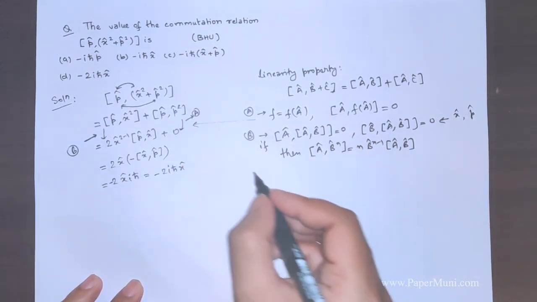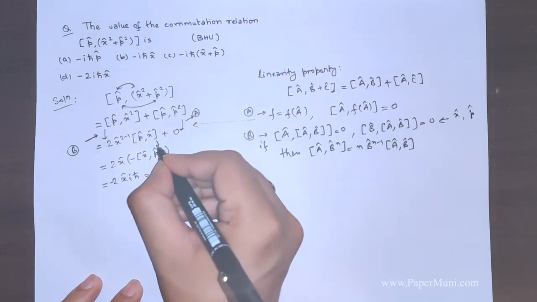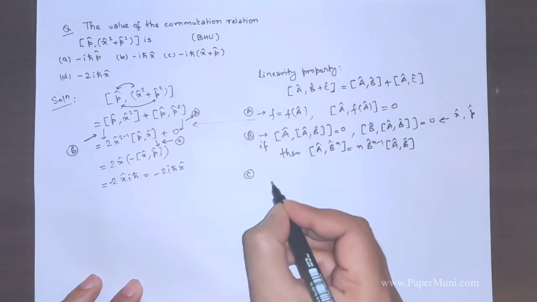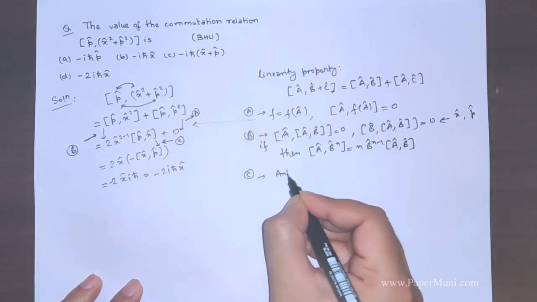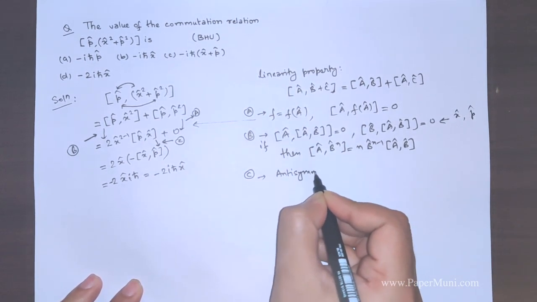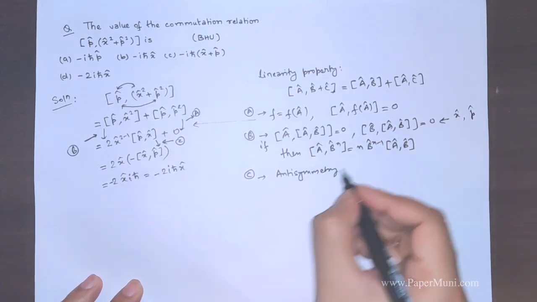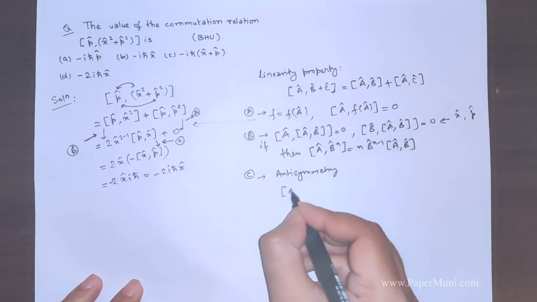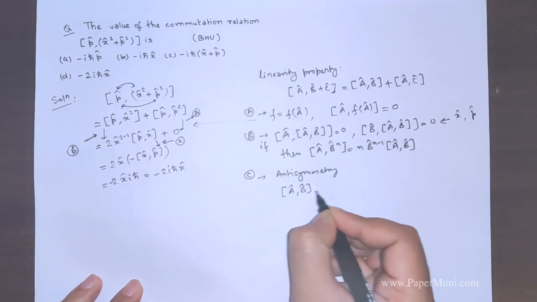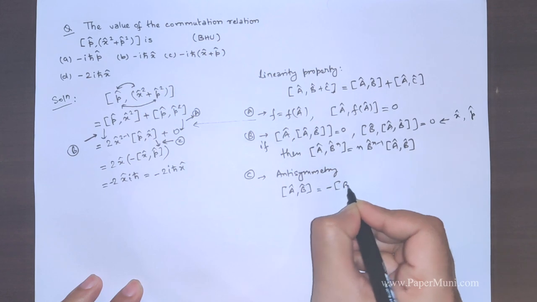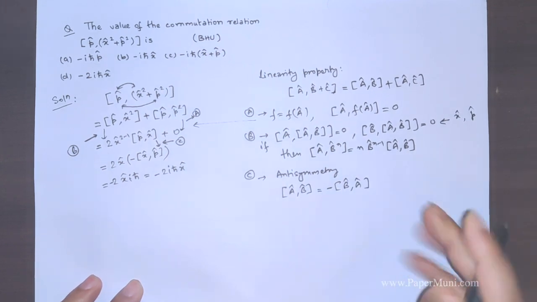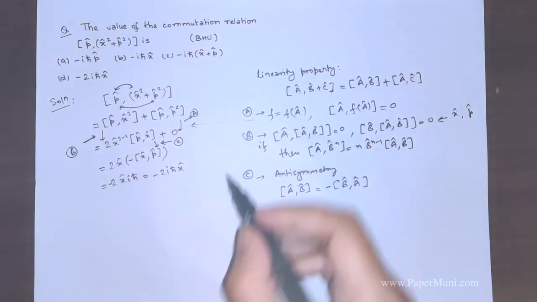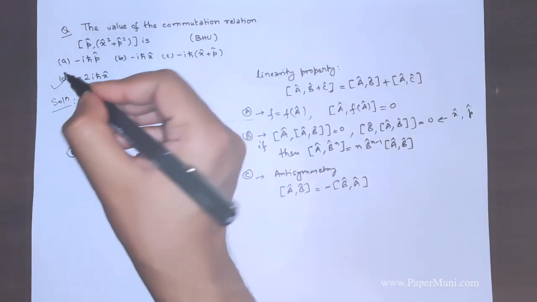Next is the antisymmetry. This step c is the antisymmetry property of the commutator bracket. These are all listed out in the previous lecture, you can have a look. I'm just briefly writing it down. So antisymmetry says that this is minus of BA. All right, so try it once. The correct answer is D.